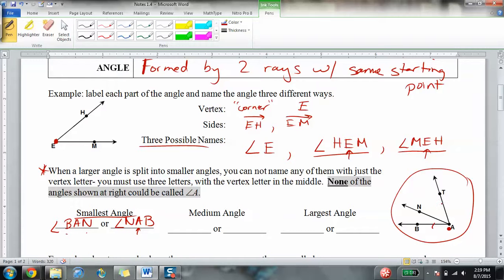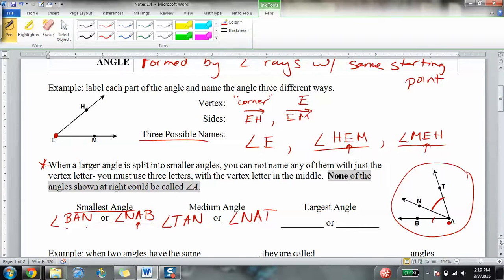If I were talking about this medium angle right here, I could call that angle TAN or angle NAT. Again, as long as I have point A in the middle. And if I'm talking about the whole angle, this whole thing, both of those angles put together, I could call that angle BAT or angle TAB.